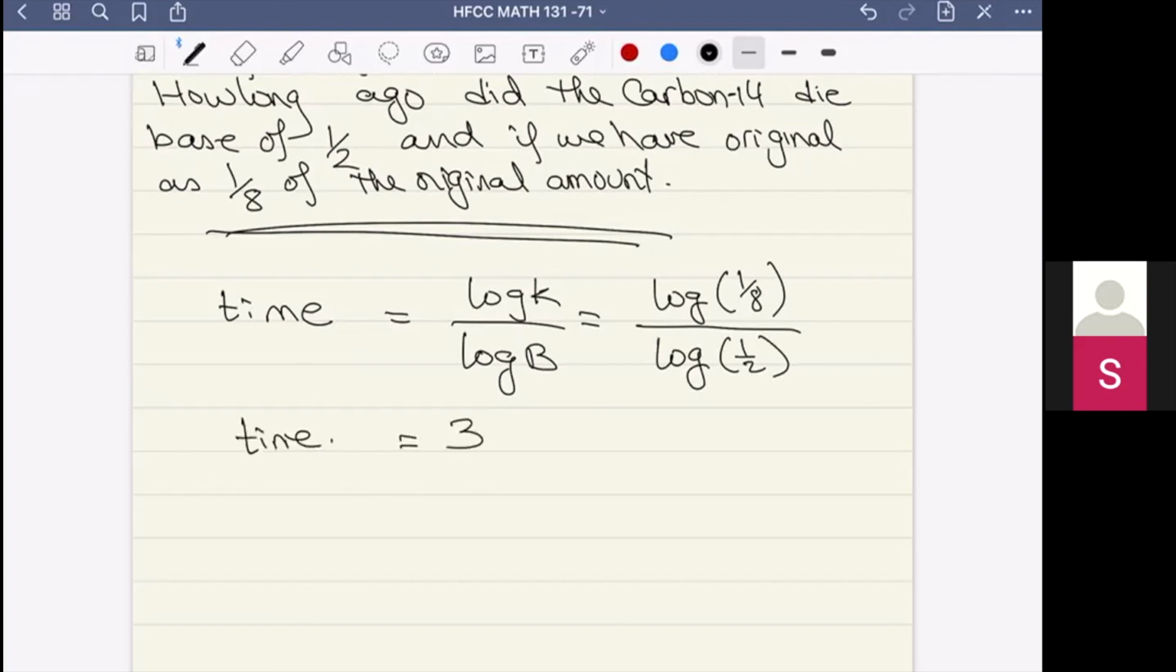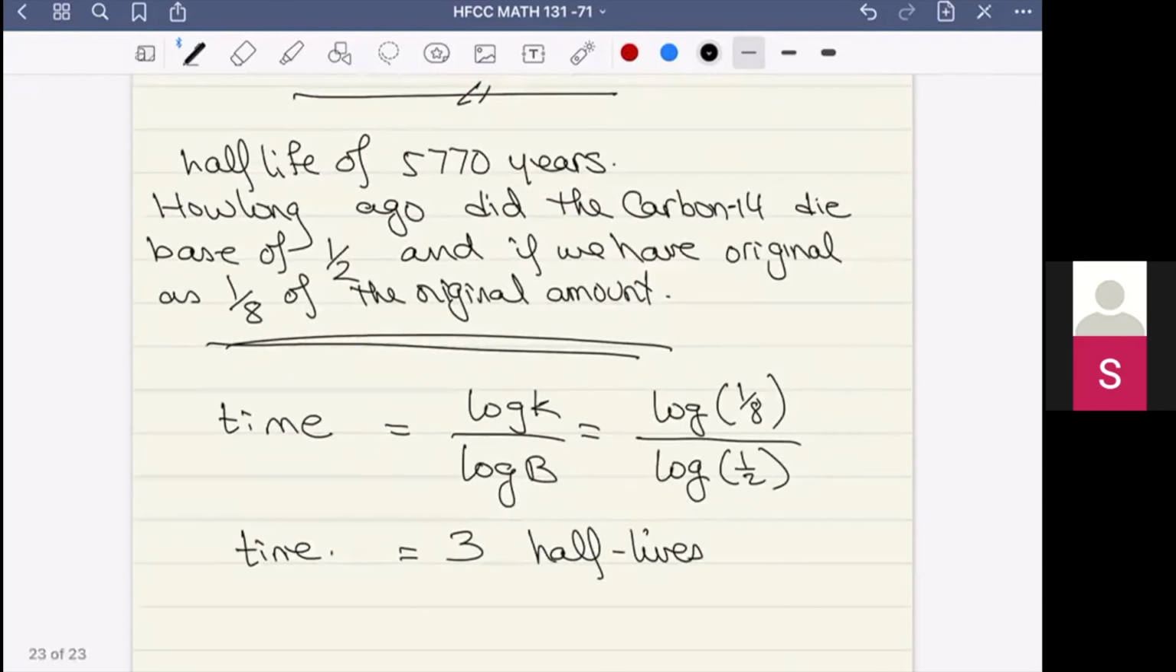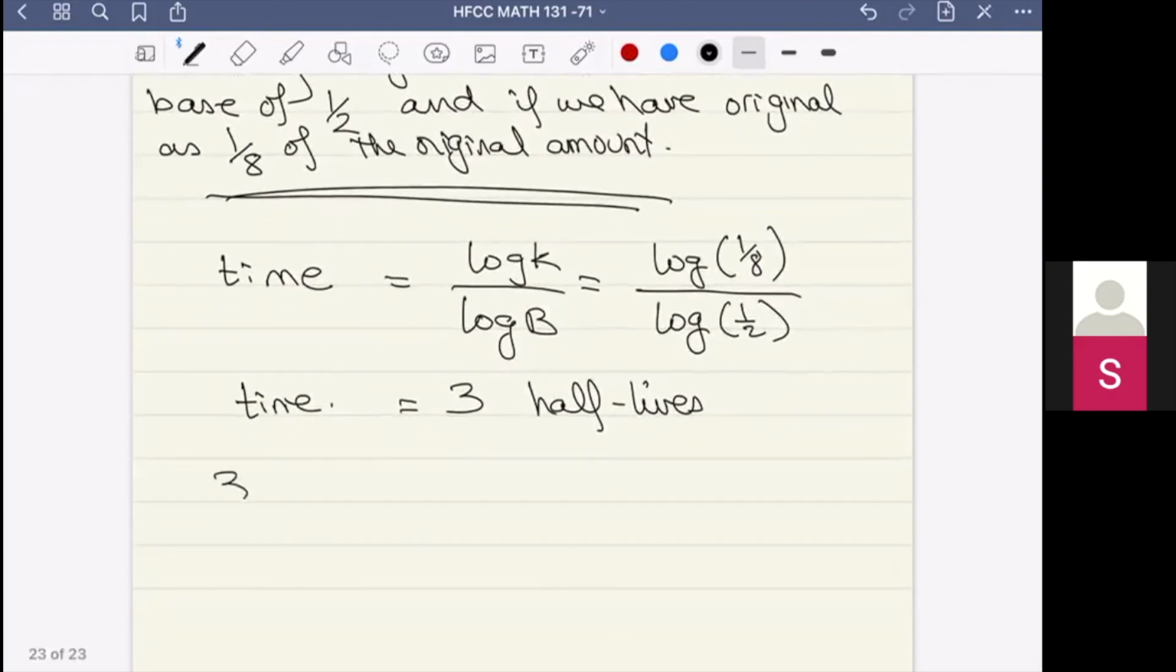So the time it took is 3, but 3 what? 3 half-lives, because we're talking about an element that has a half-life. So we're talking about 3 half-lives, which would be 3 times 5,770, which would be 17,310 years. So 17,310 years ago, this item ceased to exist.